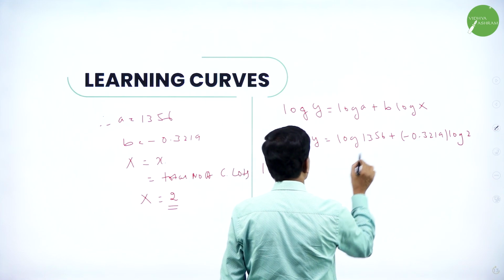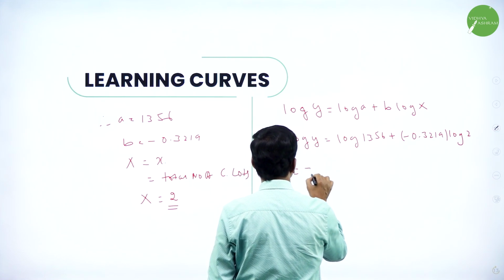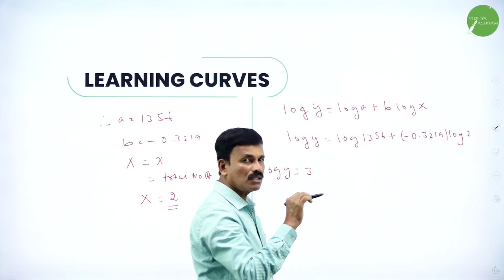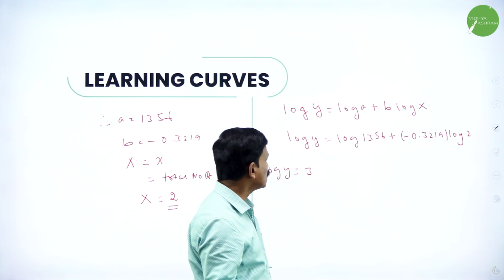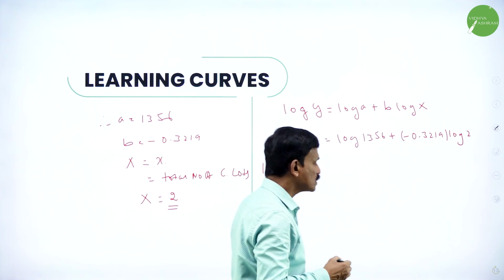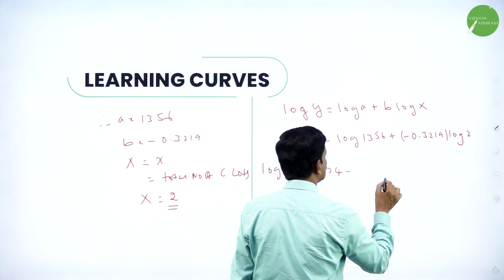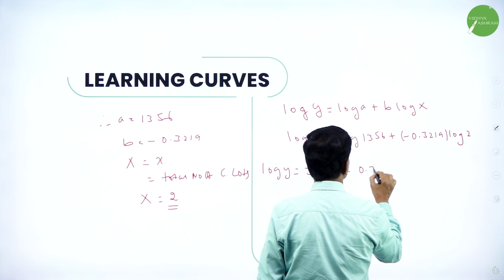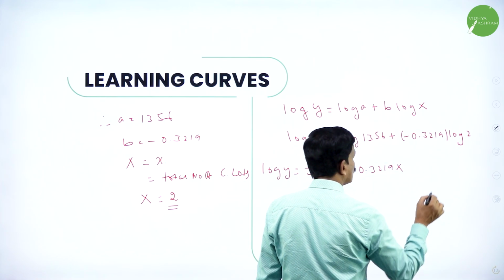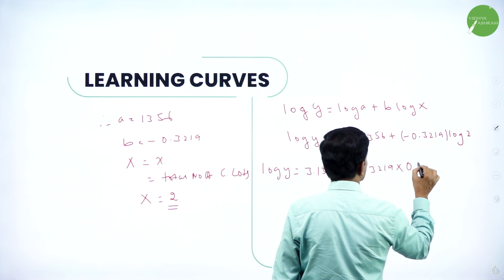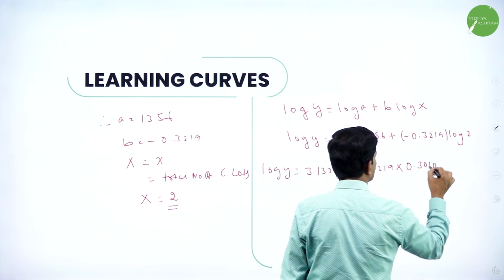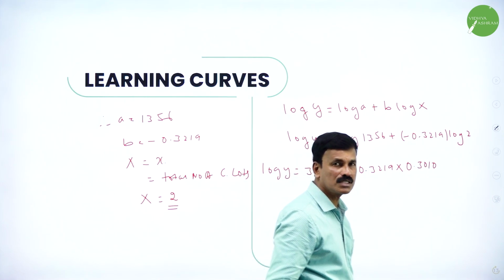There are 4 digits, so the characteristic is 3. Just find out log 13, 5 and mean difference 6. So this is equal to 3.1324, minus 0.3219 into logarithm of 2, which is 0.3010.